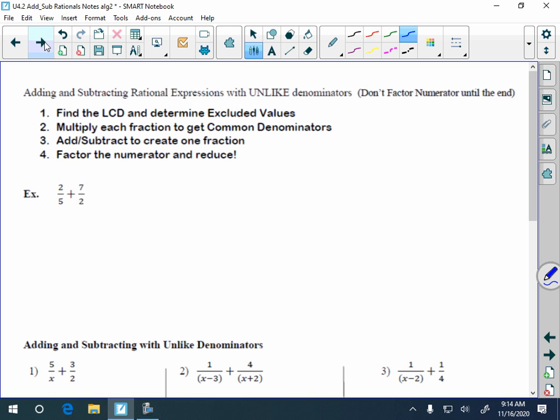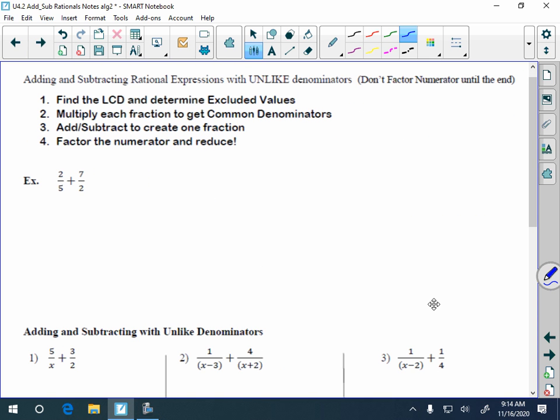All right, so let's go ahead and do some of these problems now. Again, when you're adding and subtracting with unlike denominators, you need to find that lowest common denominator. And you can also get those excluded values. It's good practice for later on. And then we're going to figure out what we have to multiply each fraction by to get that denominator to be the same. All right, so let's look at this example, 2/5 plus 7 over 2.